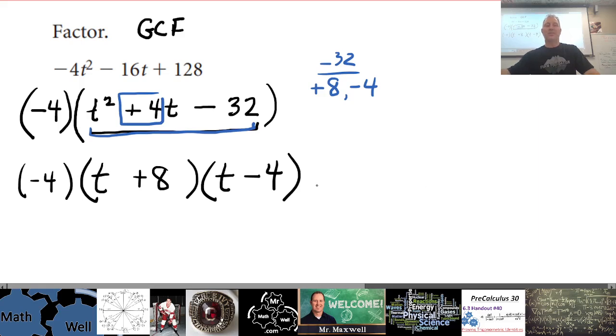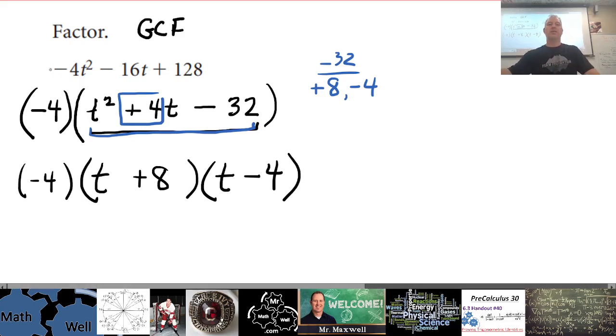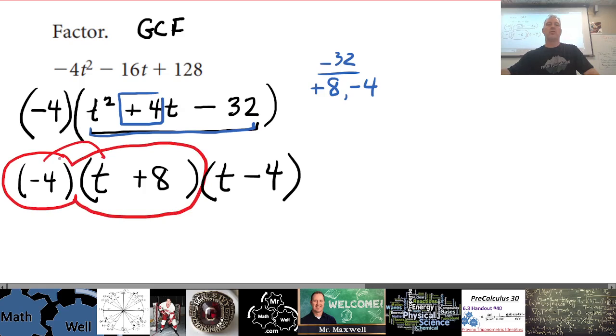And to check this, you would multiply all this out to see if you get the same answer. And I will do that right now. But something I want you to remember, and this is very important: when you're multiplying this factor times this factor, you have to distribute.